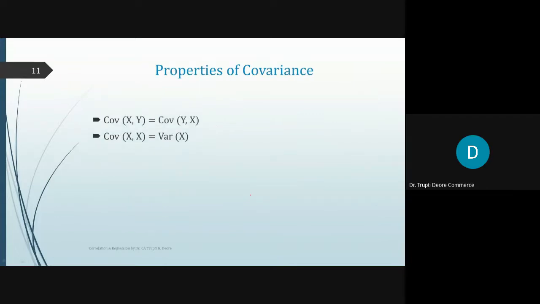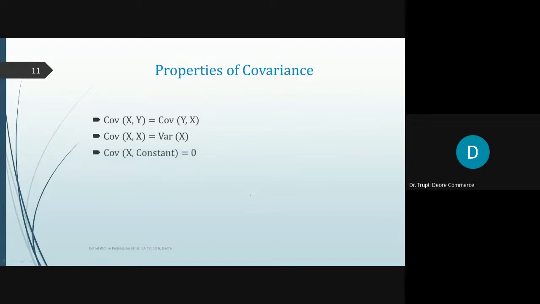The second property is covariance of xx is equal to variance of x. It means you are multiplying the same variable twice. That's why it is called a variance. So variance is the covariance of a variable with itself, and in the case of covariance of xx, it means it's the variance of x.